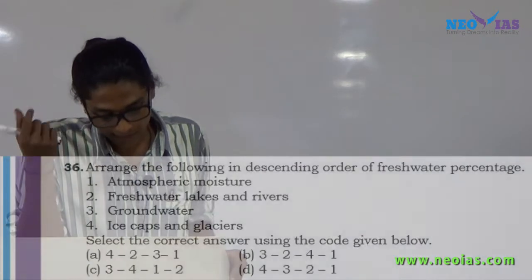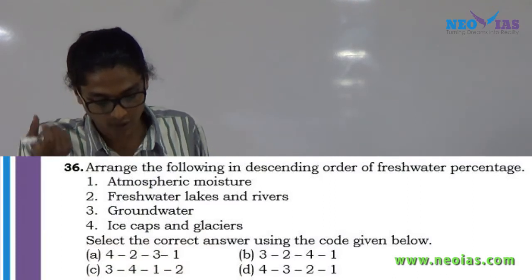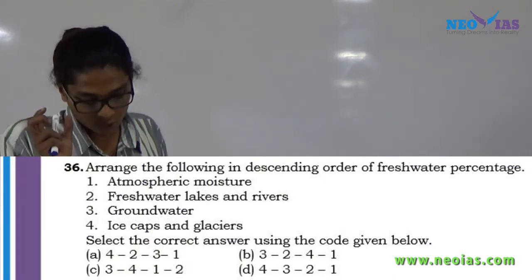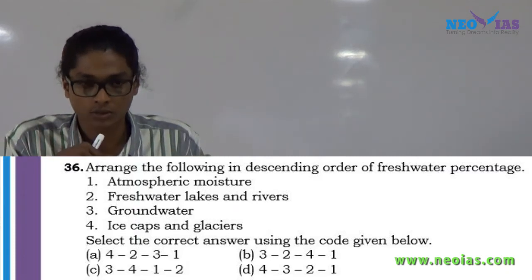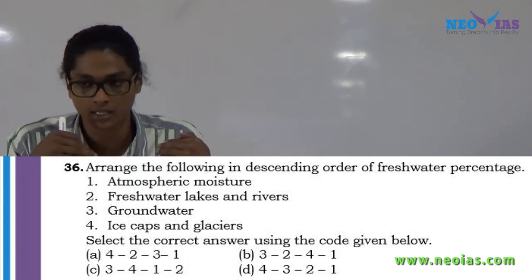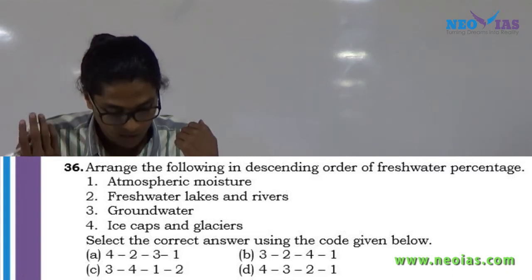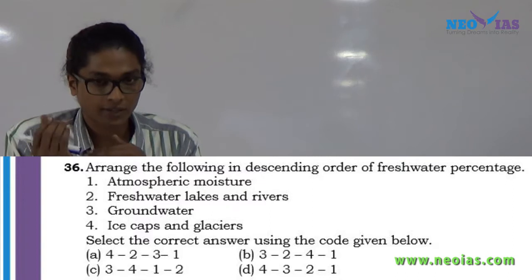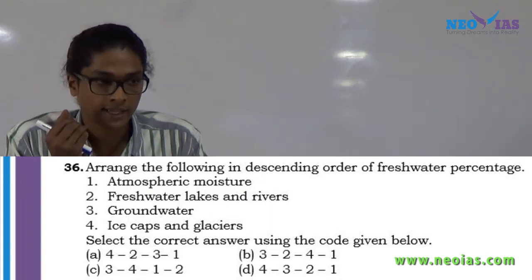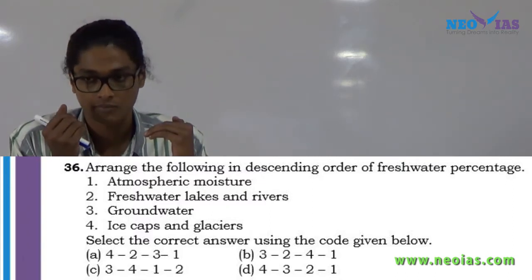Go through the 36th question. Arrange the following in the descending order of freshwater percentage. Now see that fourth one, ice caps and glaciers. UPSC has already asked a question from this region and we have solved it in our class, right? So we know that the majority of the freshwater is there in the ice caps and glaciers, right?